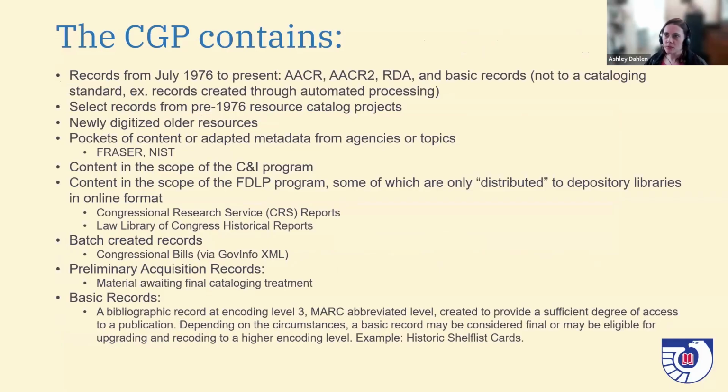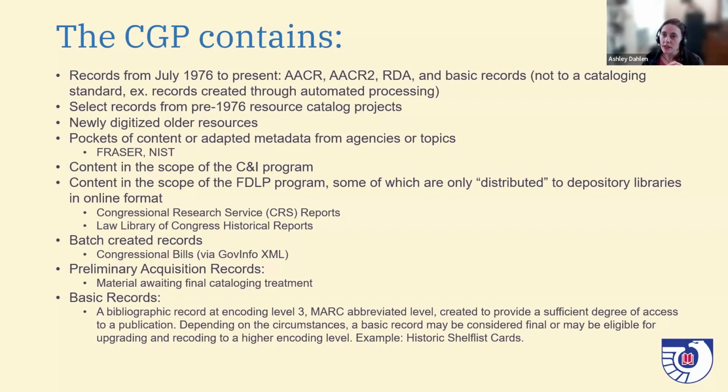This is perhaps the most important slide if you're trying to work with GPO metadata. And that is because our metadata is almost always going to come from the CGP. And so this is what the CGP actually has. We have catalog records from July 1976 to present, and that includes catalog records in the AACR, AACR2, RDA standards. And we do have some basic records that do not adhere to those standards. We have select records from pre-1976 resource catalog projects.